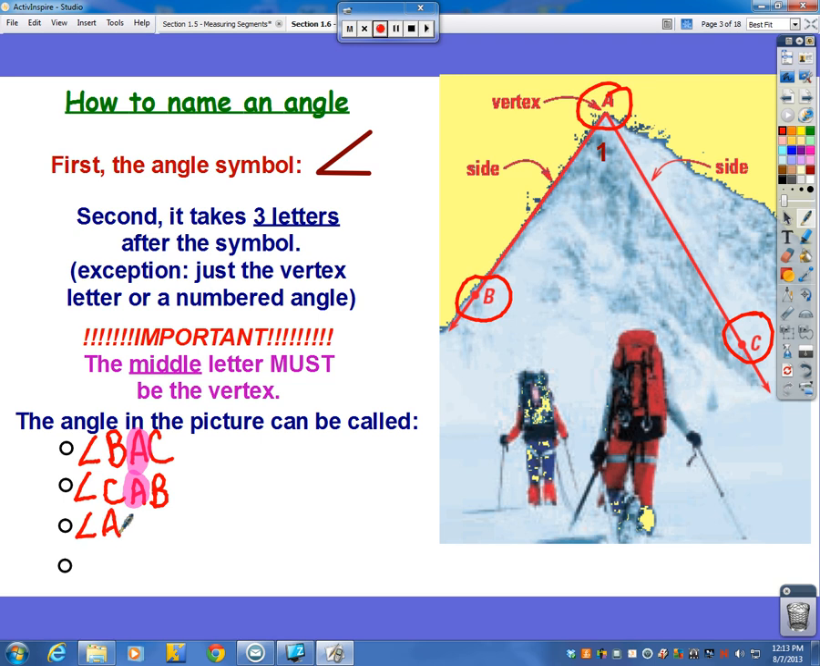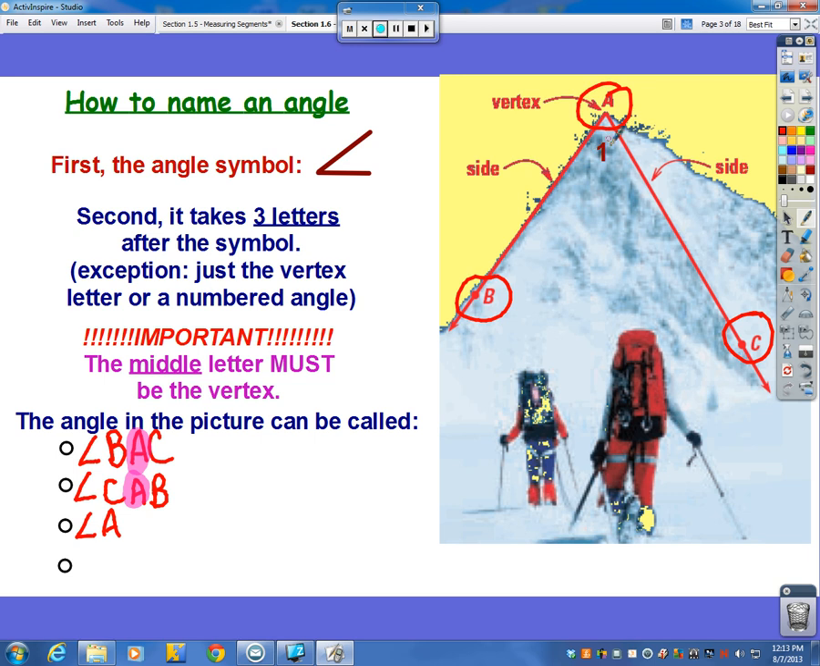Now there is an exception where you could just use the vertex letter, angle A. And there are some times where you can do it and sometimes you cannot. We will talk about when you can and when you cannot. In this example, you could call this just angle A. That would be fine. There is no other angle you could confuse with angle A. There's only one angle A up there. Okay, but there might be times where there's multiple angle A's, and then we can't use the single letter format.